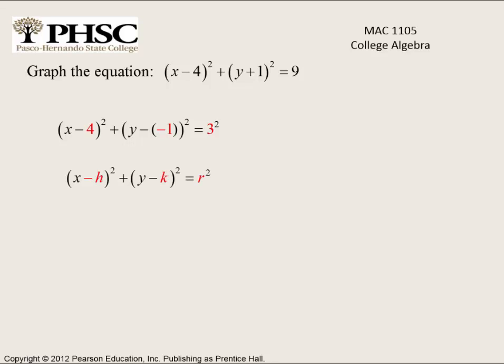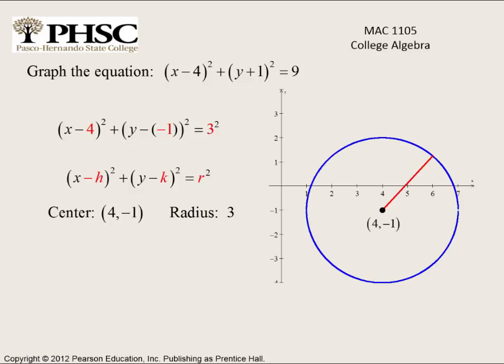Now you have to be careful when it changes, such as y plus 1, because then that becomes y minus negative 1. So when we separate those completely, we end up with the center at 4, negative 1 with a radius of 3, and this is what that looks like. So we plot the center point, and we find all of the points that are 3 units from that point 4, negative 1, and then that forms a circle for us.